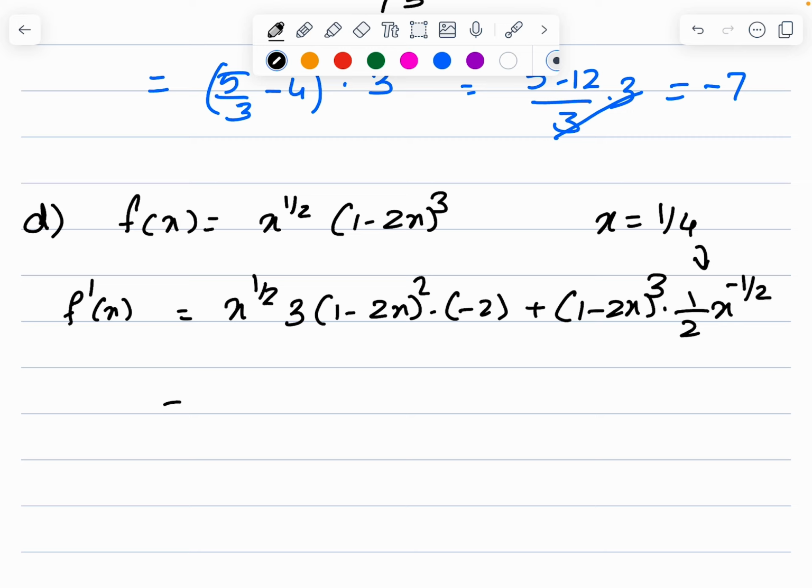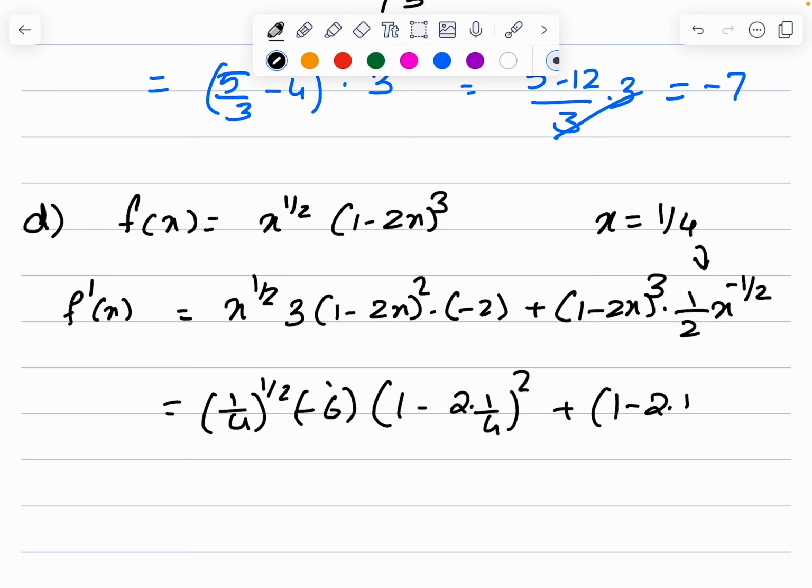Now plug in 1 upon 4. This one, what you can do is use the calculator, so obviously it's going to be a calculator based question. 1 minus 2 times 1 upon 4 whole square plus (1 minus 2 times 1 upon 4) whole cube times 1 upon 2, 1 upon 4 whole power negative 1 upon 2. Simplify that. Directly I am writing the answer. Your answer should be something around negative 5 upon 8.